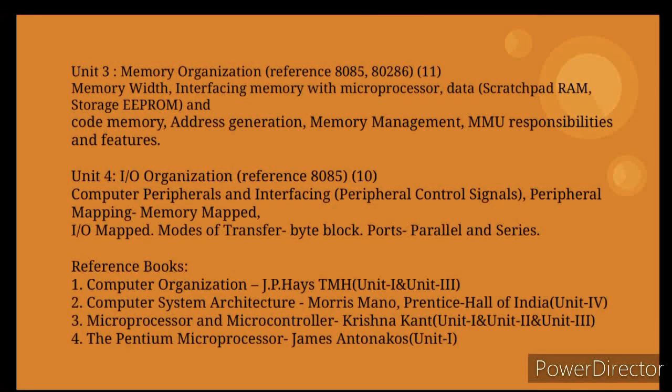Next, Unit 3 is memory organization, with reference to the 8085 and 80286 microprocessors. How is memory organized in the computer? Memory requires high speed, large space and low cost. That can be achieved by memory organization in the computer. In memory organization, the first point is memory width, the second is interfacing memory with the microprocessor. How to connect the memory to the microprocessor is discussed in this point.